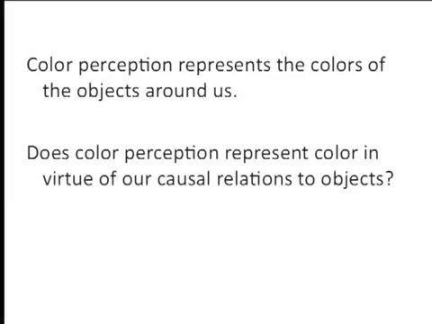In your colour perception, you represent the colours of the objects around you. You look around the room, you get all the colours. You're representing the colours of the objects around you. So how general is the causal theory of reference? Do the colour representations refer to particular colours in virtue of being caused by those colours out there?